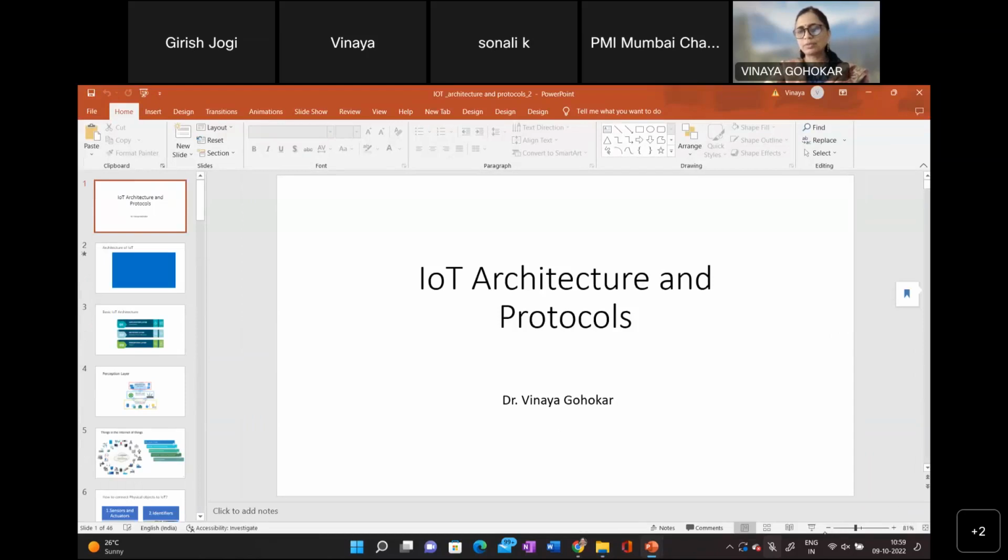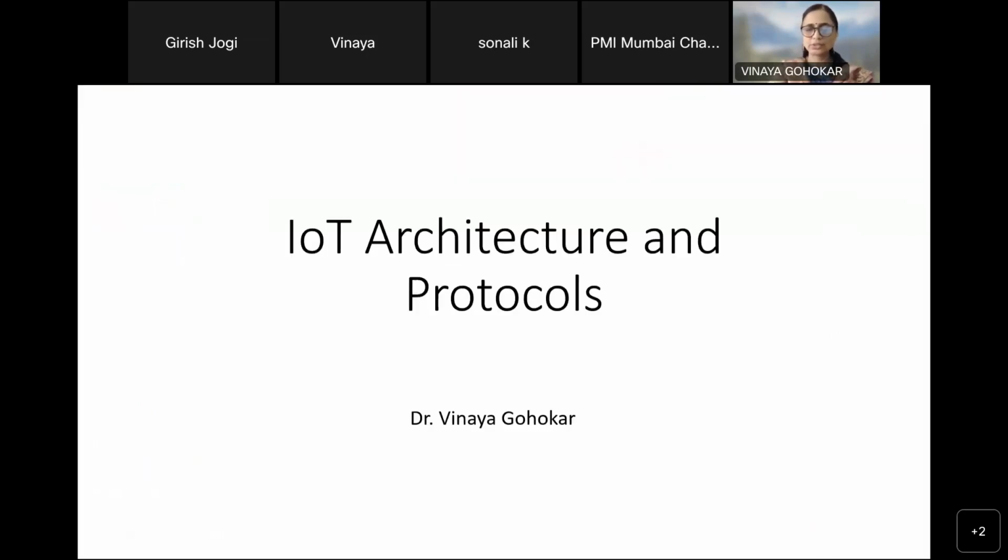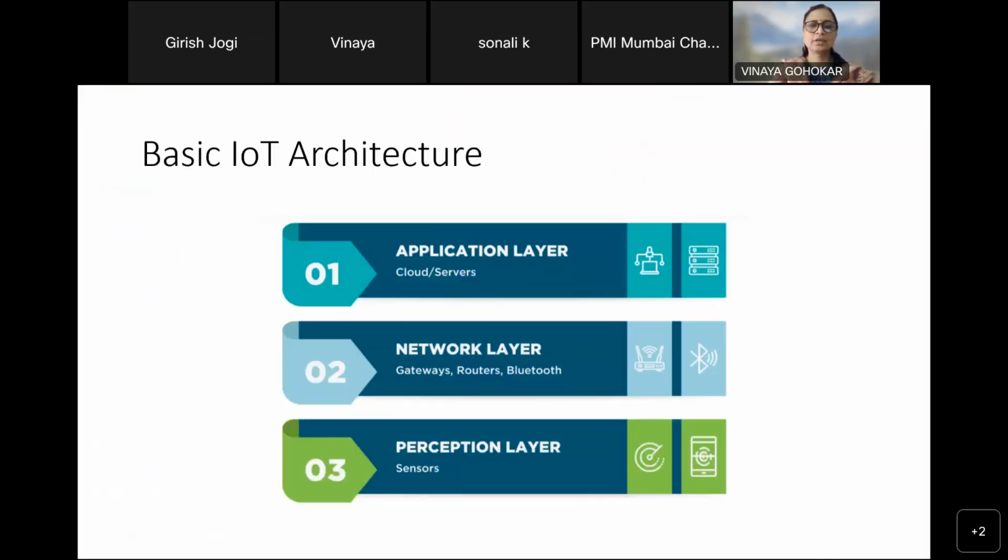So I'll just introduce the basic IoT architecture, and then we may take a break afterwards. There are n number of ways by which IoT architectures are defined, and we may also go through a few of them.